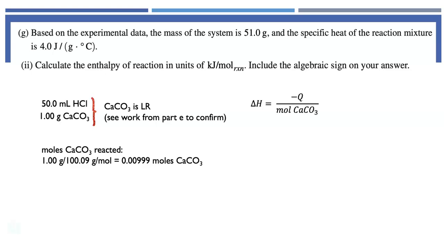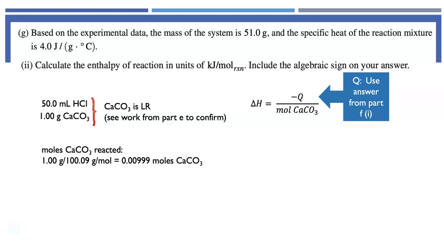So to calculate delta H for the reaction, you're going to take the Q from your previous part and change the sign, negative Q over the moles of the limiting reactant. This is a really helpful thing to remember, because the Q we calculated in G part 1 was for the surroundings, and now we're looking at the system. We're looking at the reaction. So negative Q over moles of calcium carbonate.